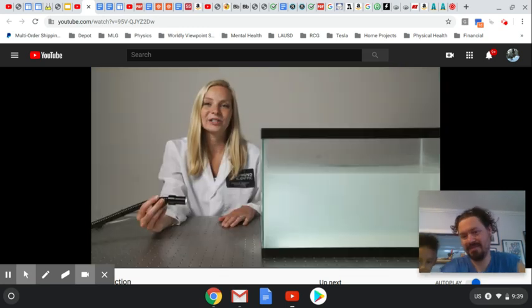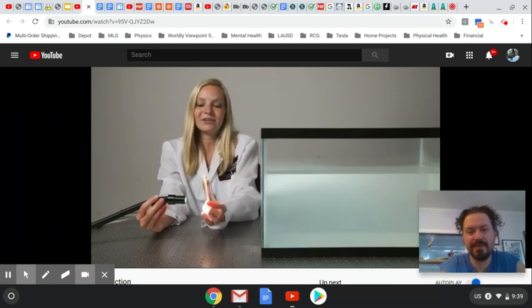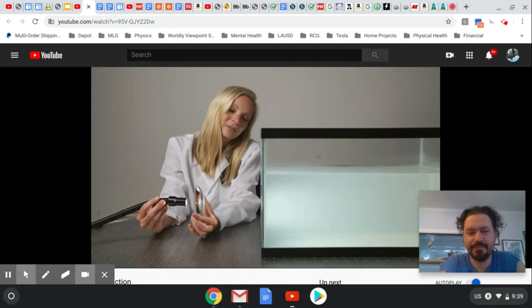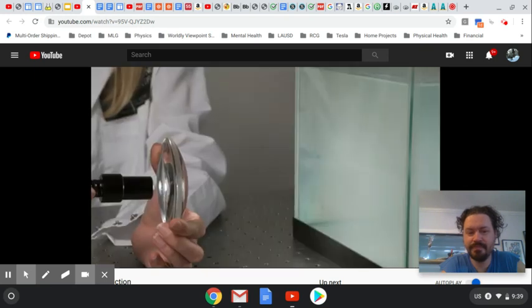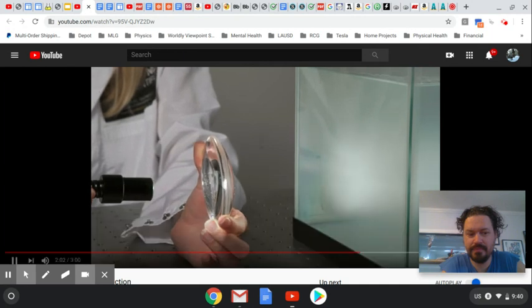Here I have a large beam of light traveling through a fish tank. When I put a lens in front of the beam of light, the light will refract. When I move the lens further away from the light source, the light will refract to a point.